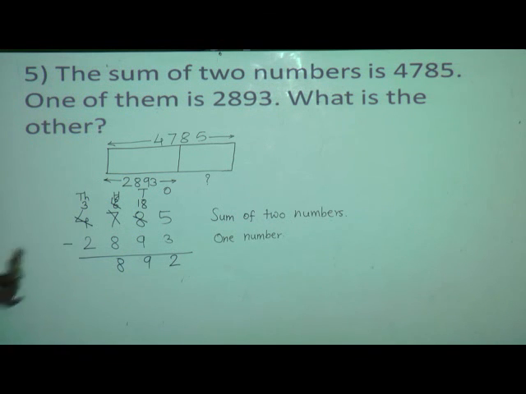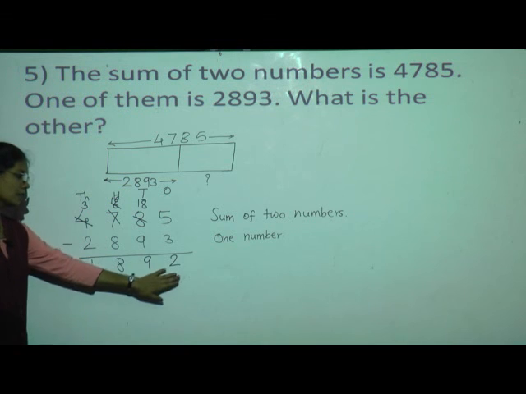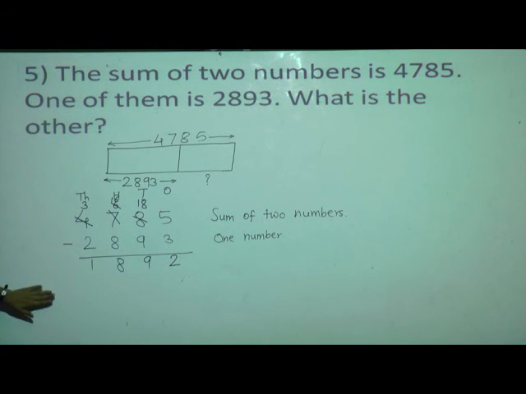Then move to the thousands place. Here 3 is there, here 2 is there. 3 minus 2 is equal to what? 1. So write 1 at thousands place. So what is the other number? The other number is 1892. Now here what we have to write?